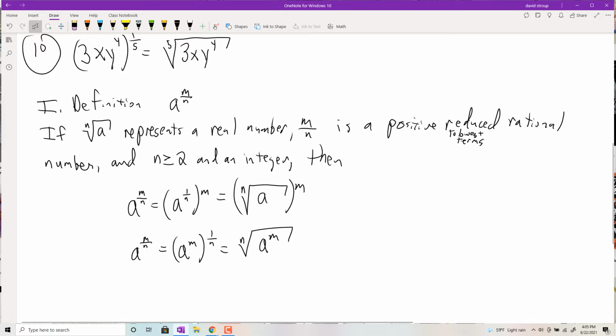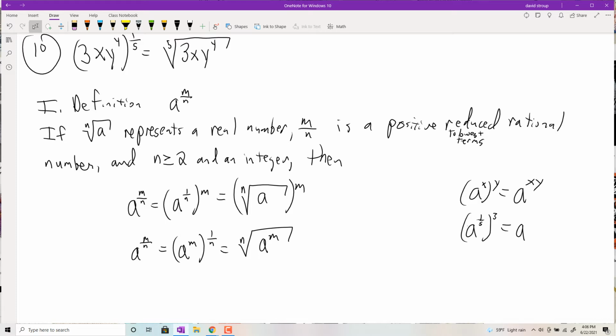Okay, it kind of follows from what you may remember back in the rules of exponents, right? So you probably were taught if you have a to the x raised to the y, that's equal to a to the x times y. And that holds here as well. So if you had a to the 1/5 raised to the 3rd, basically that's a to the 1/5 times 3. And if you multiply those out, you just get a to the 3/5.